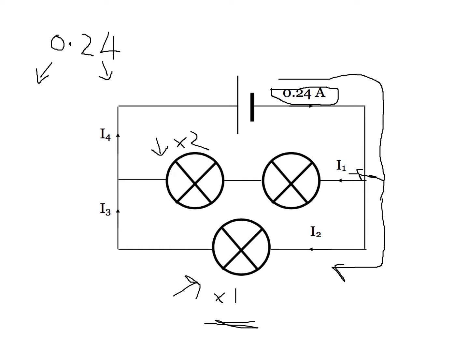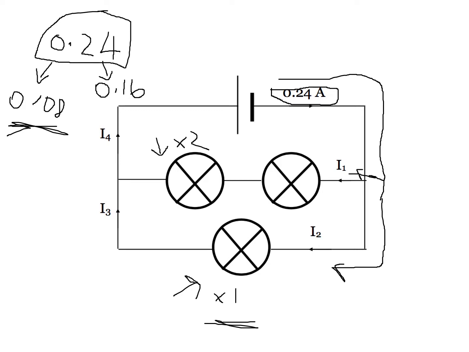So the only combination that works, which will give you a total current of 0.24 amps, was 0.08 amps and 0.16 amps. Okay, how does that work? Well, first of all, if we multiply this by 2, we get 0.16. And if we add these two together, we get 0.24, which is the total supply current. So that way we know these are two possible answers.